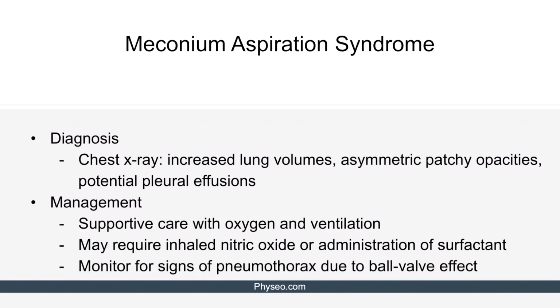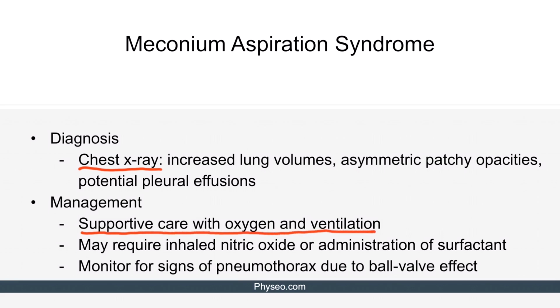The diagnosis of meconium aspiration syndrome is clinical and based on a chest x-ray. A chest x-ray of meconium aspiration syndrome will reveal increased lung volumes, asymmetric patchy opacities, and potentially pleural effusions. The management is supportive care with oxygen and ventilation if needed.